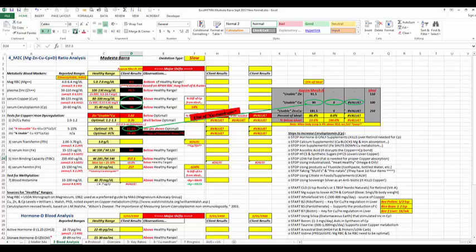And this one here, TIBC, it's sitting at 357. Well, the ideal for men is 340, so you're just a little bit above that. And that's pretty typical for what we would see in men who have lower iron availability, and particularly the lower magnesium levels.